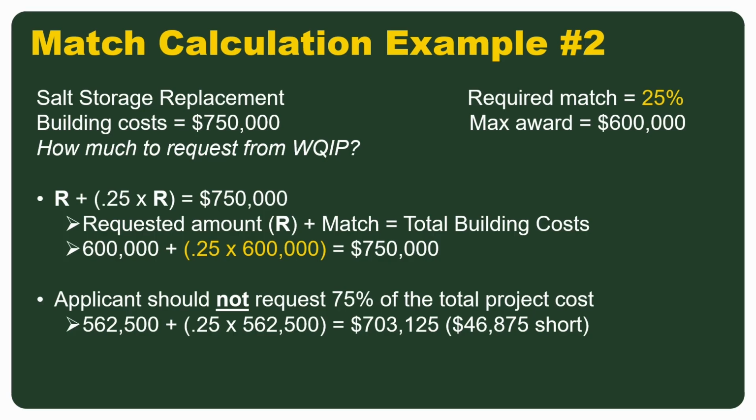That being said, keep in mind that your requested amount cannot be over the maximum allowable award amount for your project type, as indicated in the program overview. Once you understand how match is calculated, you can input the WQIP request amount into the budget worksheet.